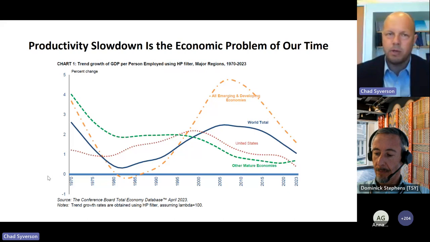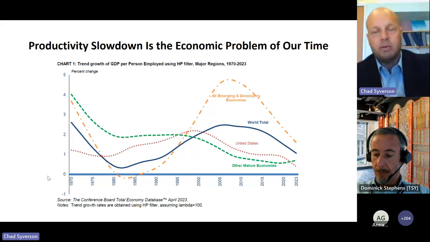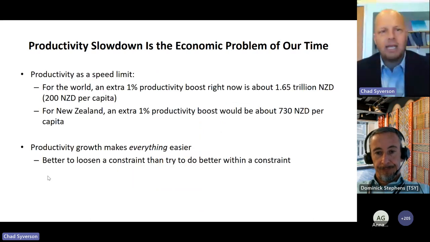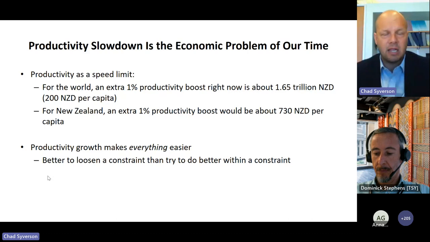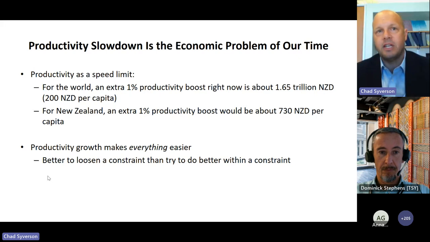A 1% drop in productivity growth for a year is one thing, but if you sustain that over a decade or two, it really starts adding up. To give you a sense of what I'm talking about, for the world, an extra 1% productivity boost right now, just for 1 year, is worth about 1.65 trillion New Zealand dollars. So that's $200 per capita for everyone in the world. That would alleviate a lot of poverty if it were spread evenly over the world, $200 for each person.